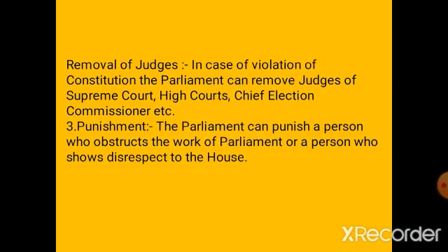Removal of judges. In case of violation of the constitution, the parliament can remove judges of the Supreme Court, high courts, chief election commissioners, and so on. Okay, the same as the impeachment of the president. It has to be passed by both the houses with 2/3 majority. The next one is punishment. The parliament can punish a person who obstructs the work of parliament or a person who shows disrespect to the house. Okay, this is regarding the judicial powers of the parliament.